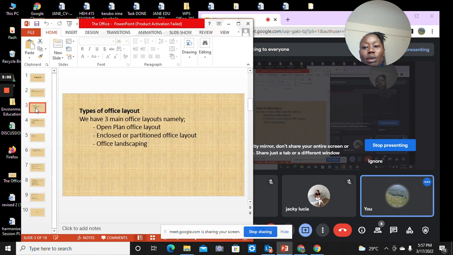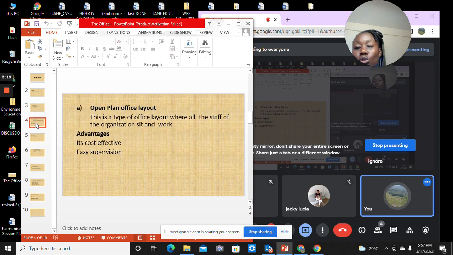So we have types of office layouts, and there are three main office layouts, namely open plan office layout, enclosed or partitioned office layout, then lastly we have office landscaping. So let us look at each one of them exhaustively. We have open plan office layout.